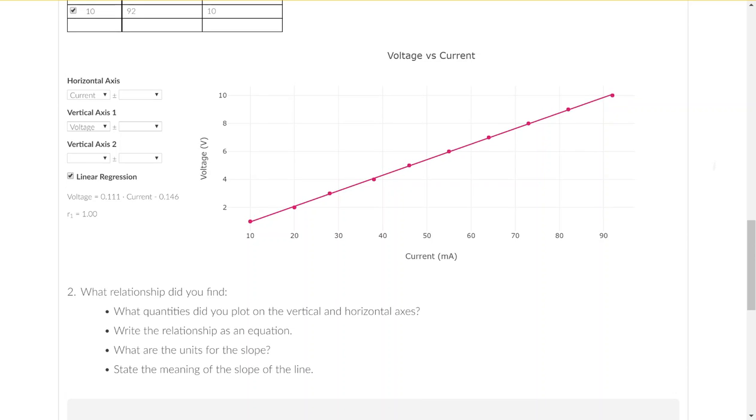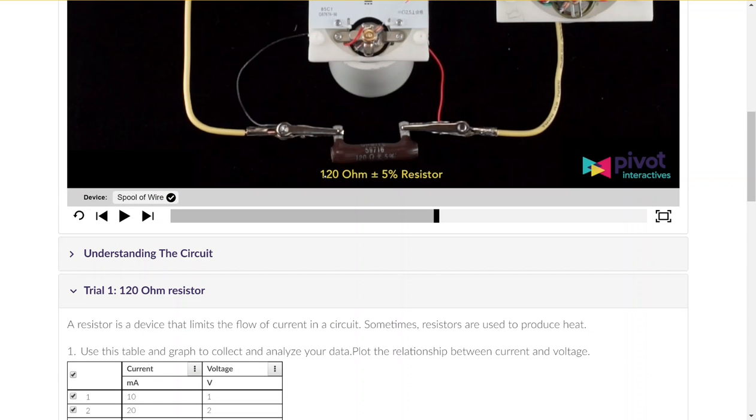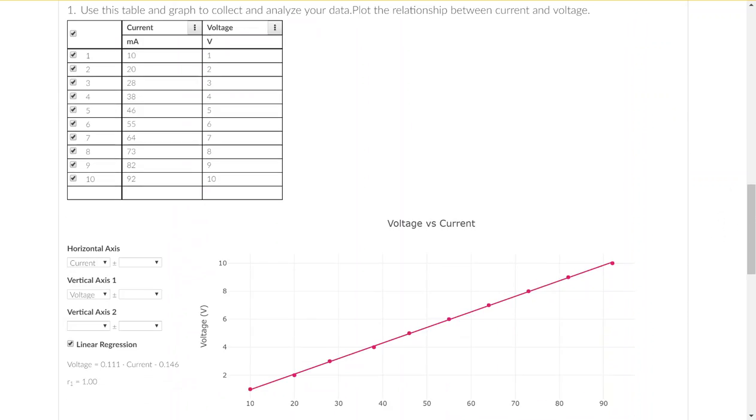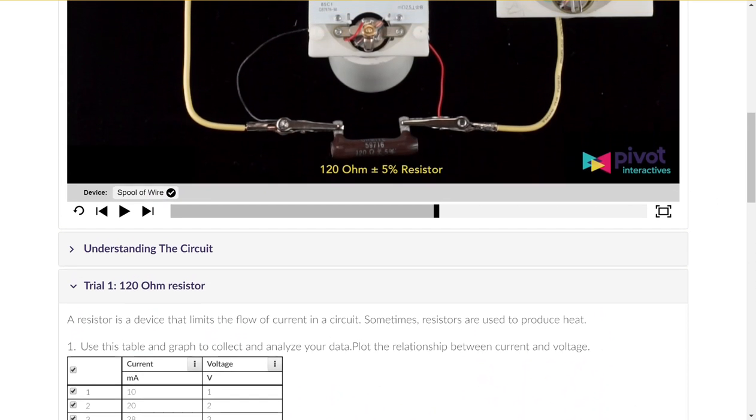So if I do that, I'm going to find the slope that's 0.111 volts per milliamp. Well, milliamp is 1,000th of an amp. So I need to multiply this by 1,000 because I'm dividing by 1,000th. So it is going to be 111 ohms, which it was supposed to be 120. That's pretty decent. This is a nice example of something that is ohmic. We have a linear relationship between voltage and current, and we can get from it, if we're careful, the resistance of the resistor, and we can see that that matches pretty well.